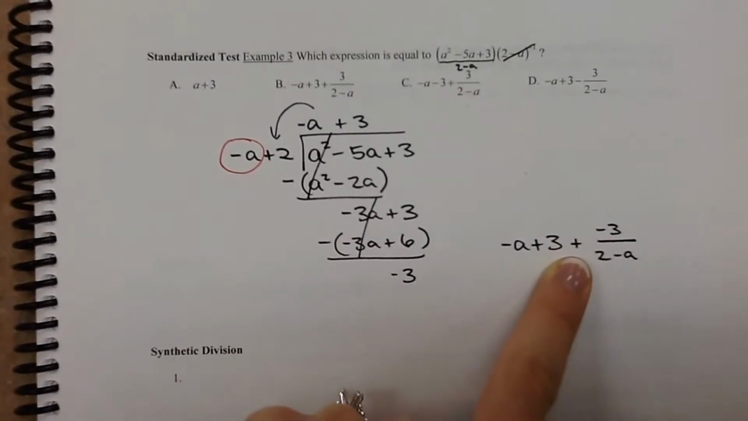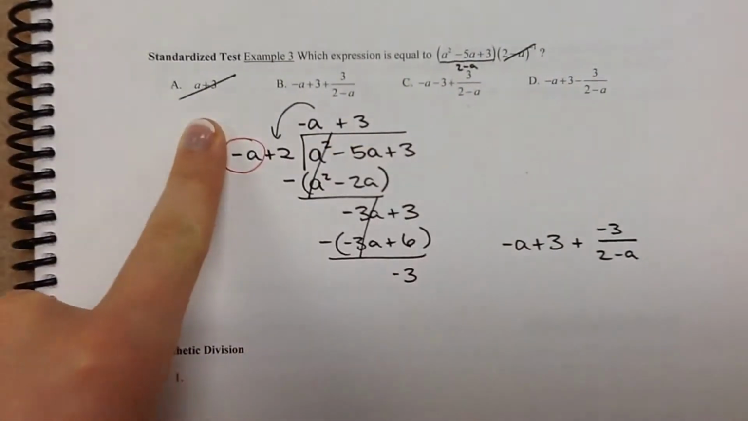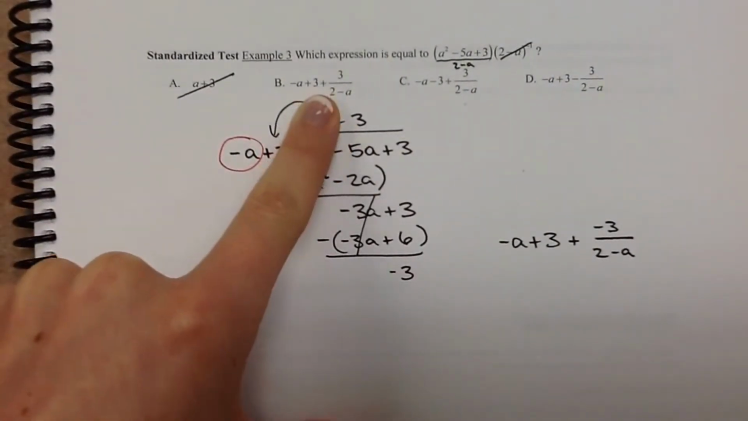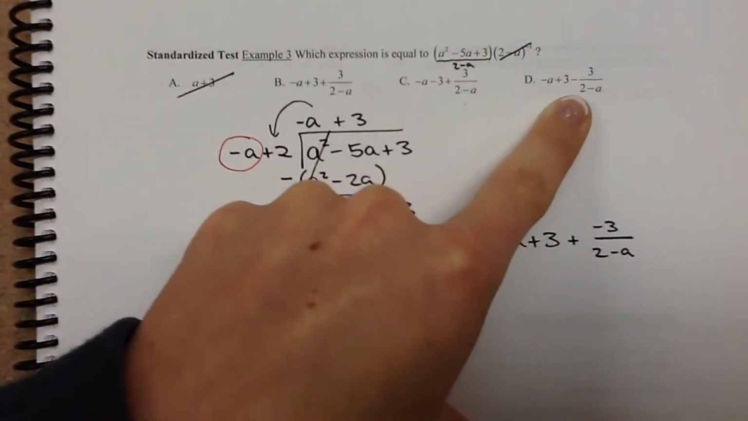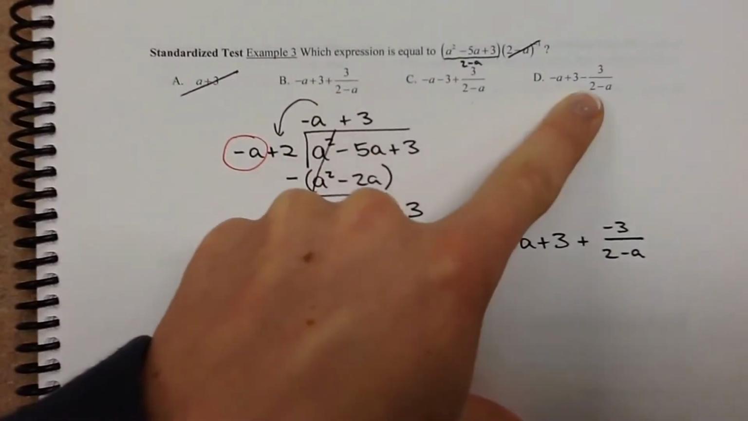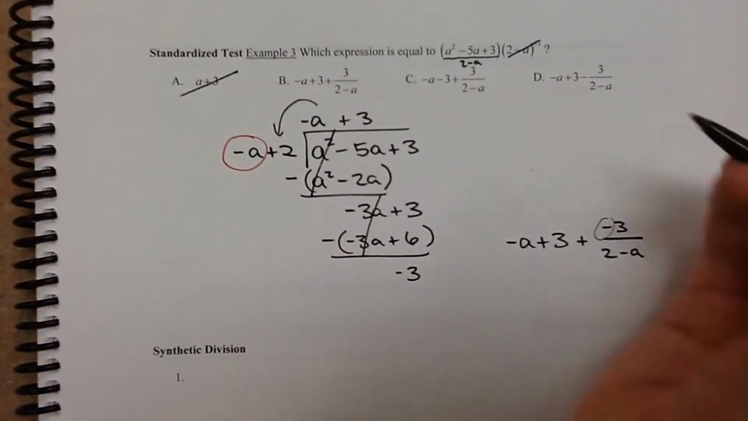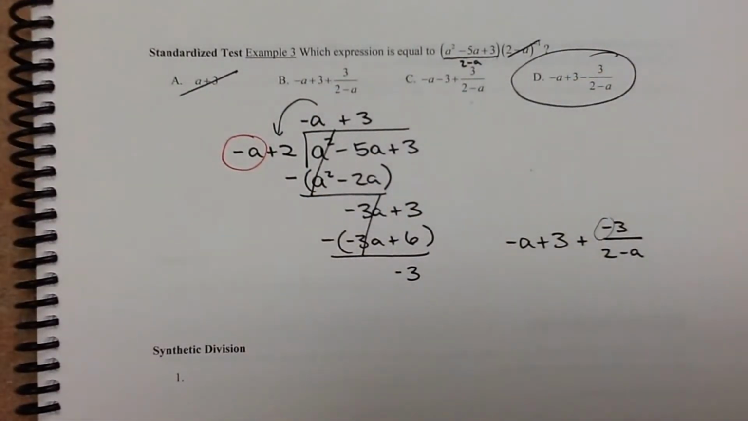Okay, so that's my answer. Let's see if we can match it. That's not it. That looks super close, but let's see. Nope, it's actually that one. See the difference here? I have a plus here, a minus here, and this is actually a negative 3. So it would be option D.